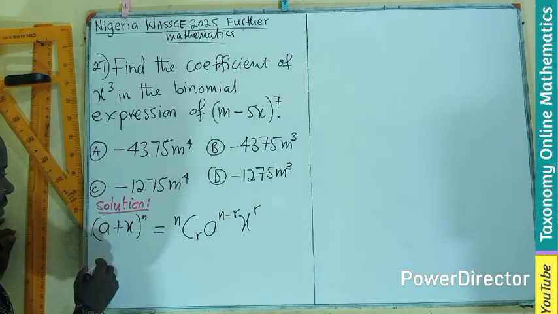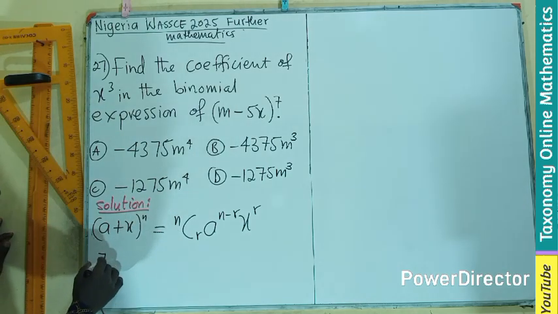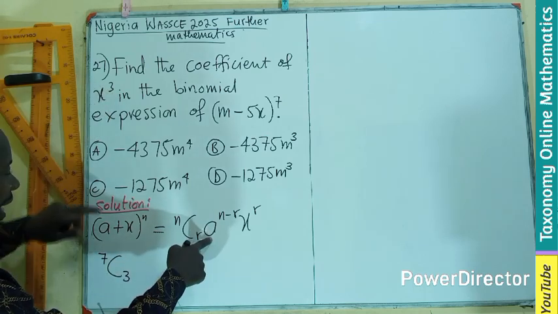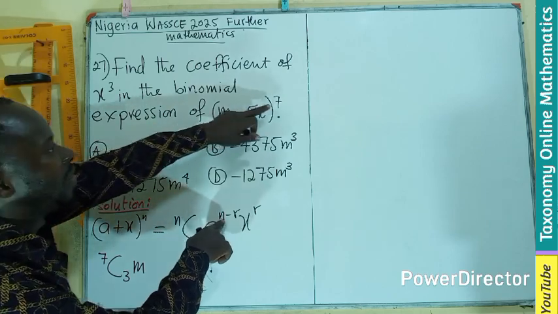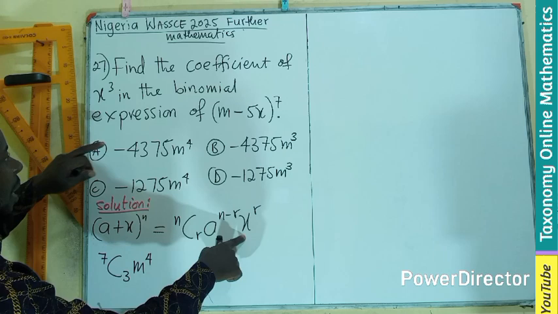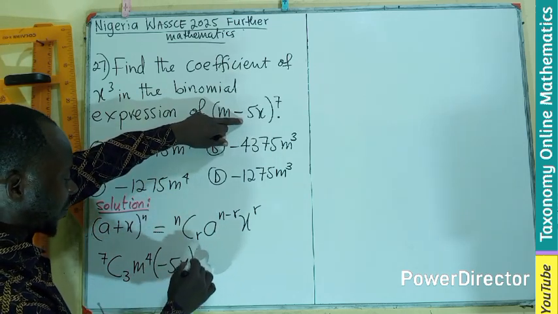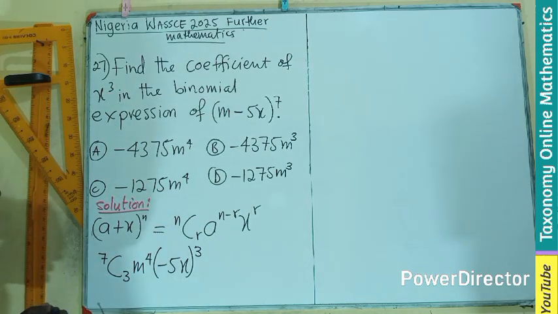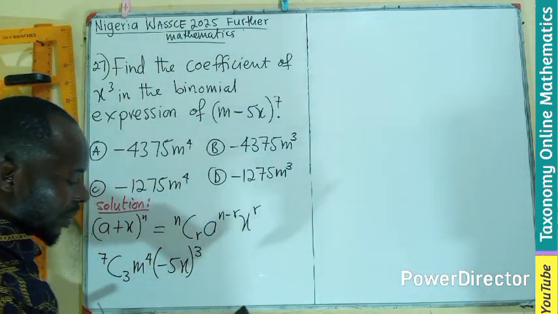So if we are going to substitute, n is the power we are seeing here, so 7 combination r, which is going to be the 3, then the a, which in this case is our m, raised to the power 7 minus what? 3, that will be 4, multiplied by the x, which in this case is negative 5x, all to the power r, which will still be what? 3. So what do we do? We first find 7 combination 3 and see the result.